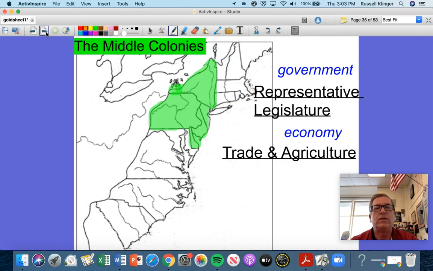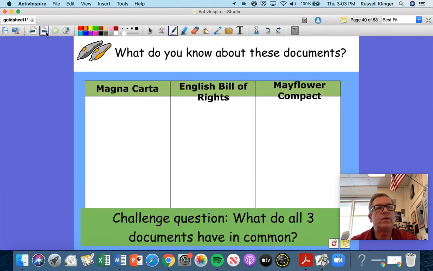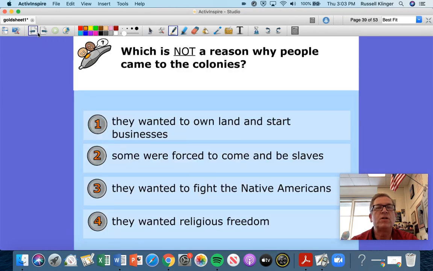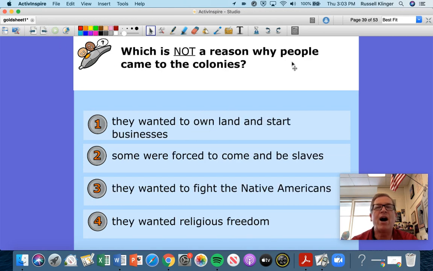All right. So let's take a look at a couple of these questions. What mountain range was it that was a barrier between the colonies and the rest of what we call America? It was the Appalachians. Next question: which is not a reason why people came to the colonies?